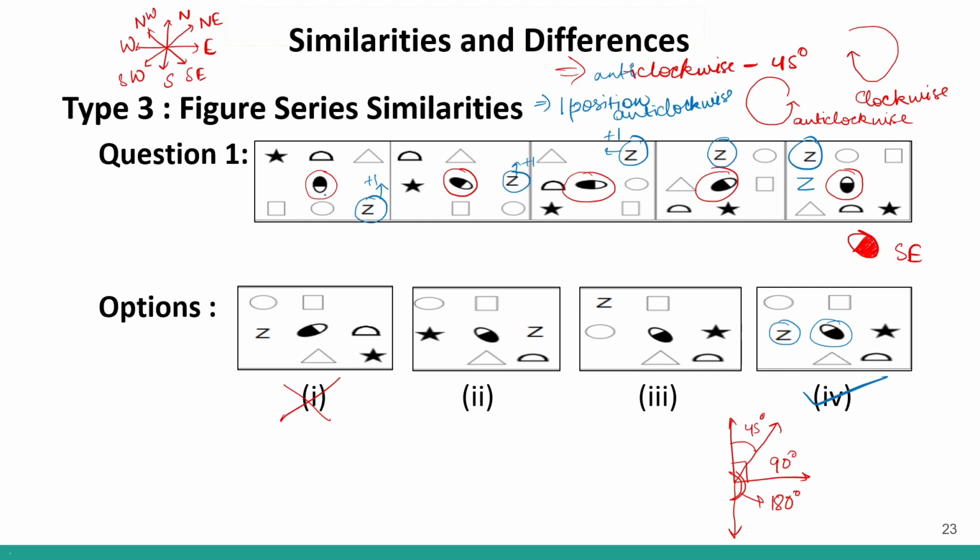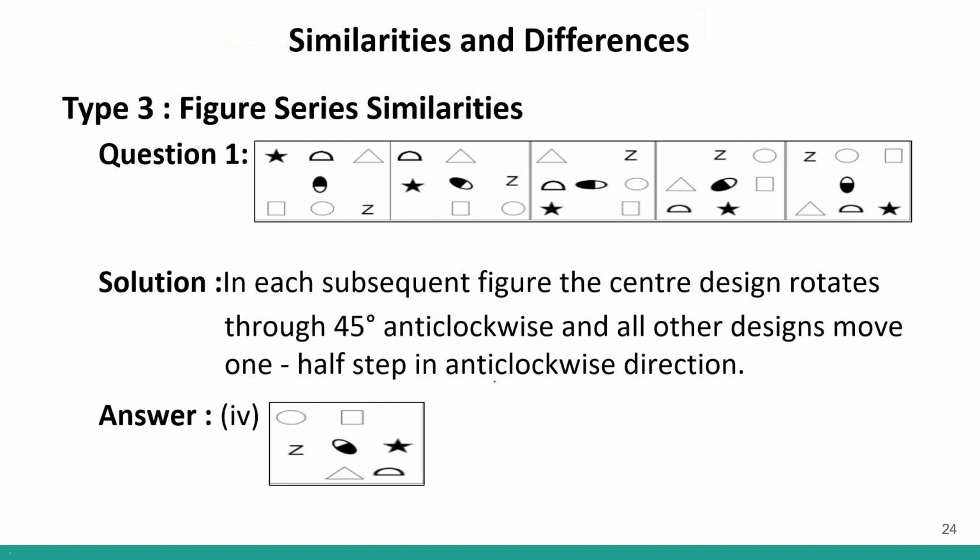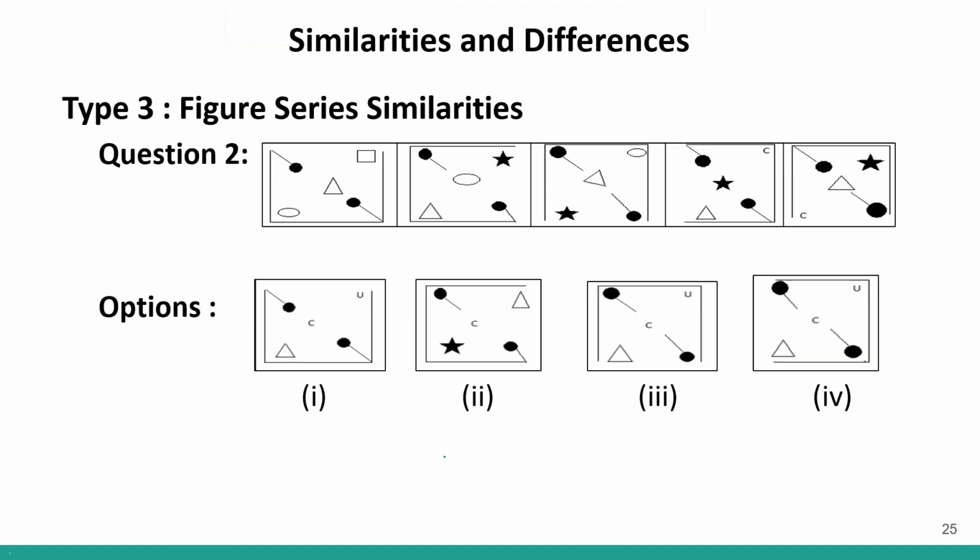So just check for the change in element. So out of all these options, this we eliminated. Now out of all these three options, I saw that Z are in different places. So just based on Z, we can find the answer. So answer will be option number 4, this figure. Now, question number 2.